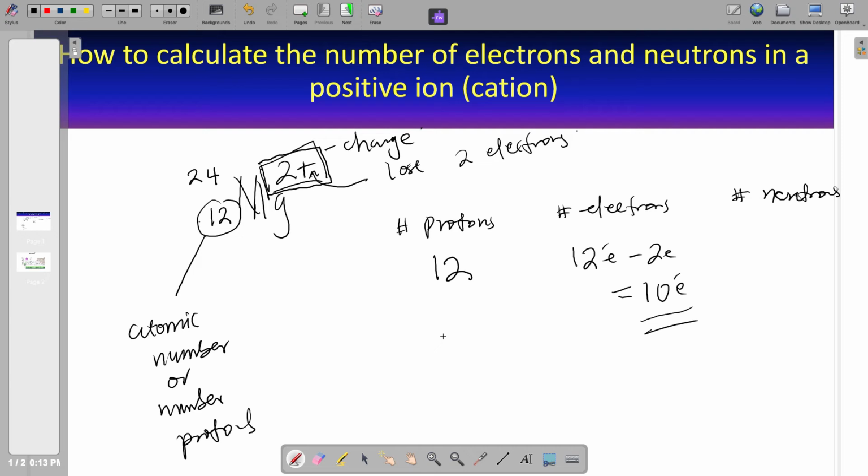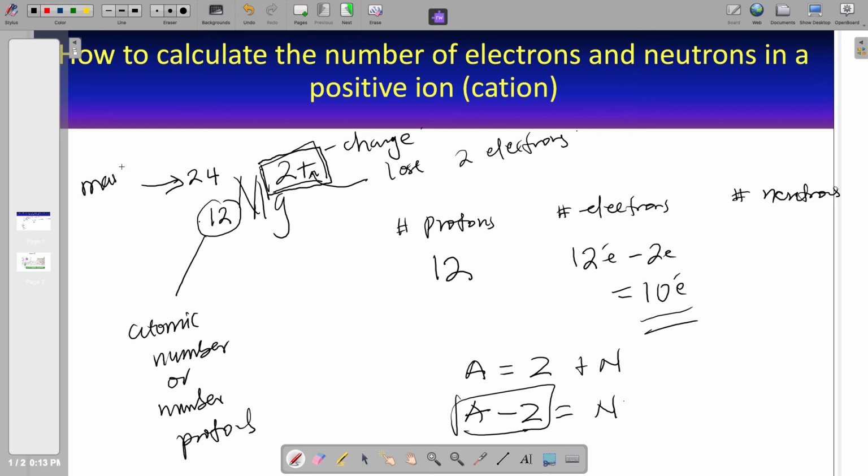Now, how do you calculate the number of neutrons? Recall, the mass number is equal to your atomic number Z plus the number of neutrons. So our number of neutrons is the same as saying mass number minus atomic number. As you've seen here, it's just the difference between our mass number and atomic number. And remember, this value here is our mass number. Therefore, our number of neutrons is just 24 minus 12, which is equal to what?